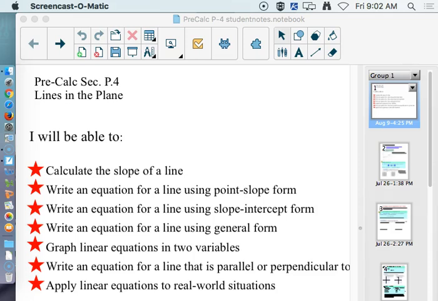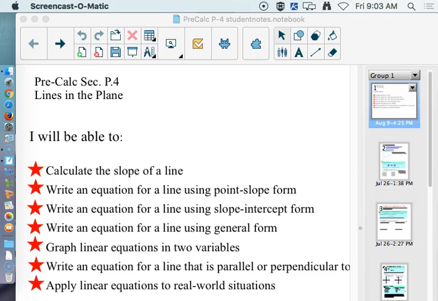Calculate the slope of a line. Yeah, you've been doing that for years. Write an equation for a line using point-slope form. That one, you might need a little reminder on what point-slope form looks like. Write an equation for a line using slope-intercept form. Even in my lowest Algebra 2 classes, if I ask students, what do you remember about lines? Somebody's hand goes up: I remember y equals mx plus b. Yeah, you do.